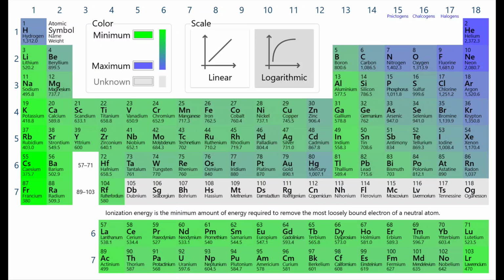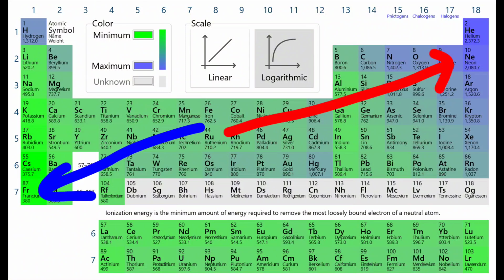You can see the trend here is a little bit more complicated. So we're going to have to analyze this a bit more carefully. But you can still see that cesium and francium have the least amount of energy required to knock out the electron. And of course, helium, fluorine, neon, these guys are obviously the hardest to knock electrons off of.